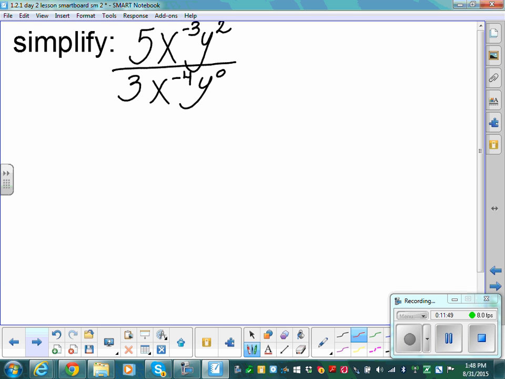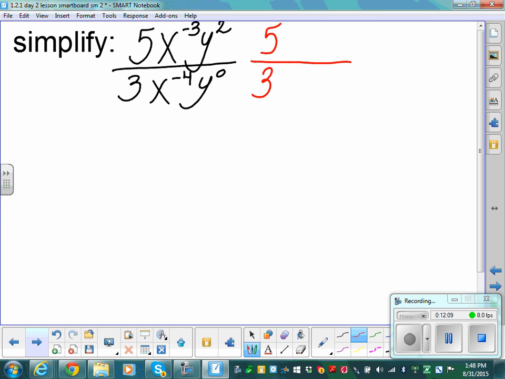Okay. Now looking at my numbers here, 5 divided by 3. Do I subtract numbers? No. This is 5 divided by 3. Does 5 and 3 have anything that simplifies? No. Okay, so 5's got to stay on top, 3's on bottom. 5/3. That doesn't simplify. Okay.